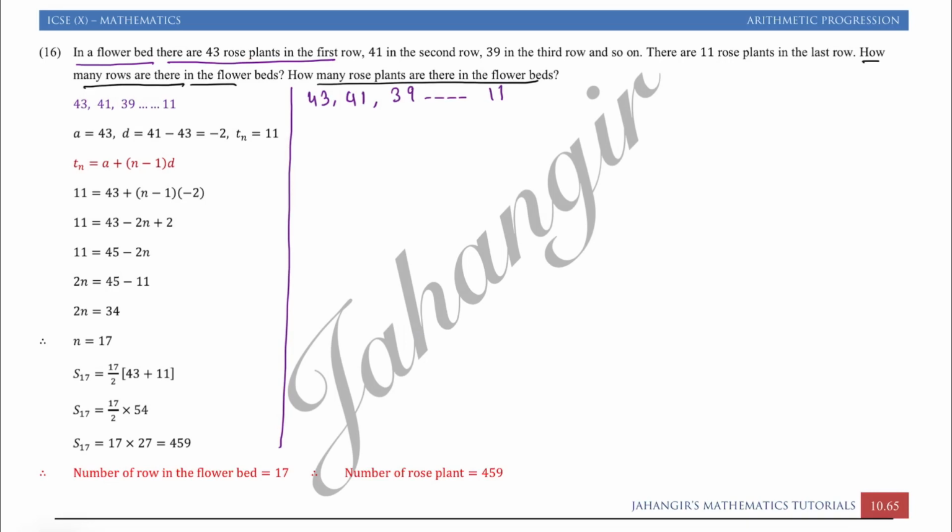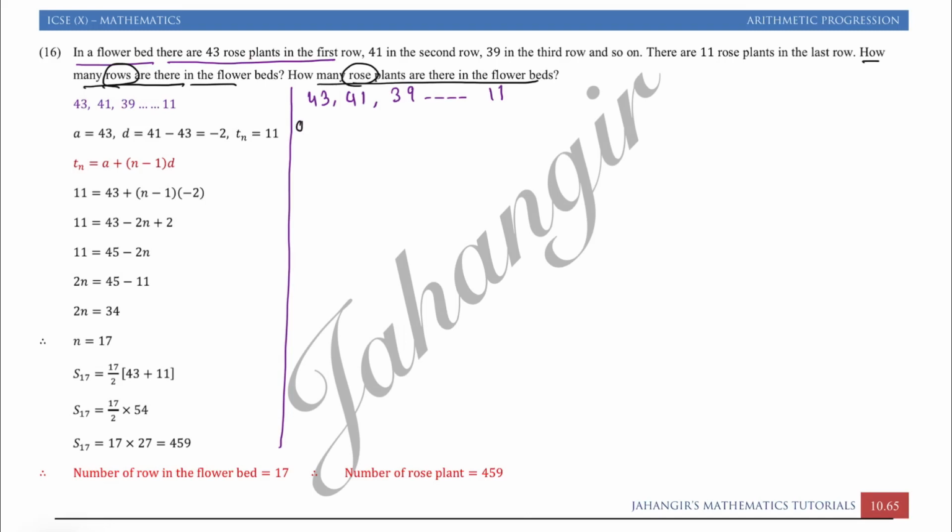First you have to find how many rows are there in the flower bed and how many roses are there in the flower bed. Rows and roses are both different. So here, in the first row we have 43 rose plants, in the second row 41 rose plants, in the third row 39 rose plants, and in the last row 11 rose plants. So first we'll see how many rows are there.